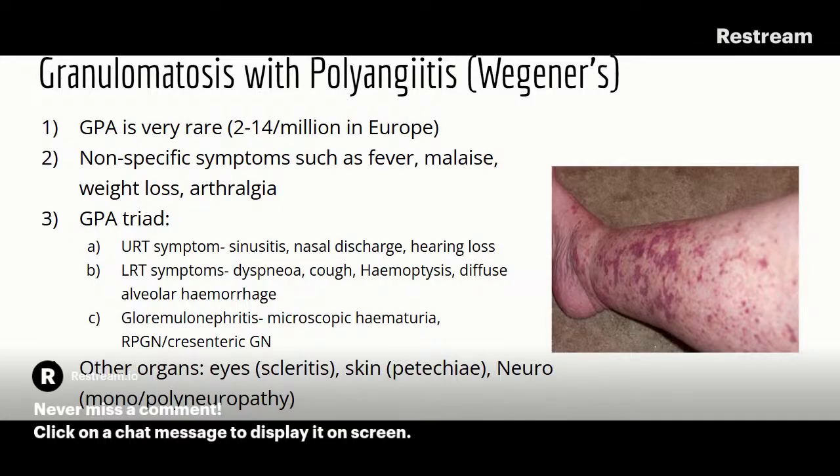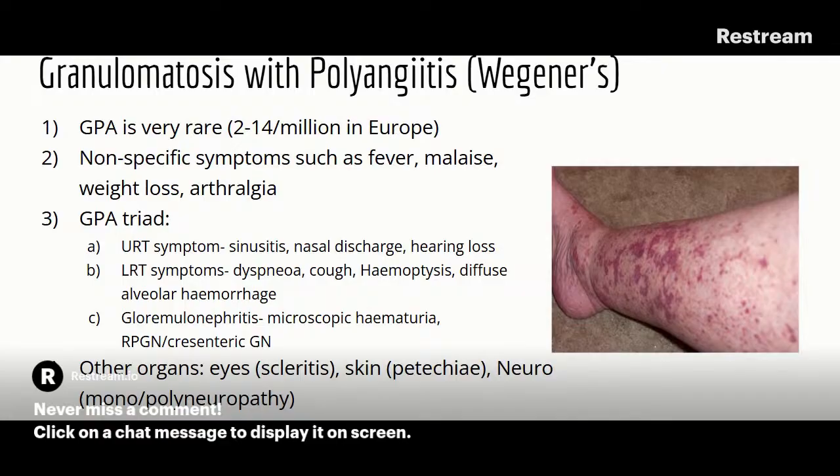But when it comes to your exams, what should make you think granulomatosis with polyangiitis is a triad of three types of conditions: upper respiratory tract symptoms, sinusitis, nasal discharge, hearing loss, epistaxis, right? All in the upper airway. And then lower respiratory tract symptoms: dyspnea, cough, hemoptysis, diffuse alveolar hemorrhage. So you're thinking your upper airway, your lower airway, they're both affected.